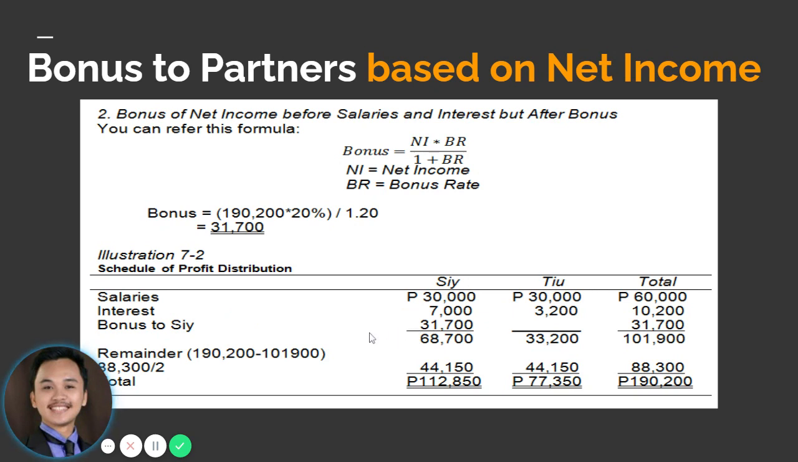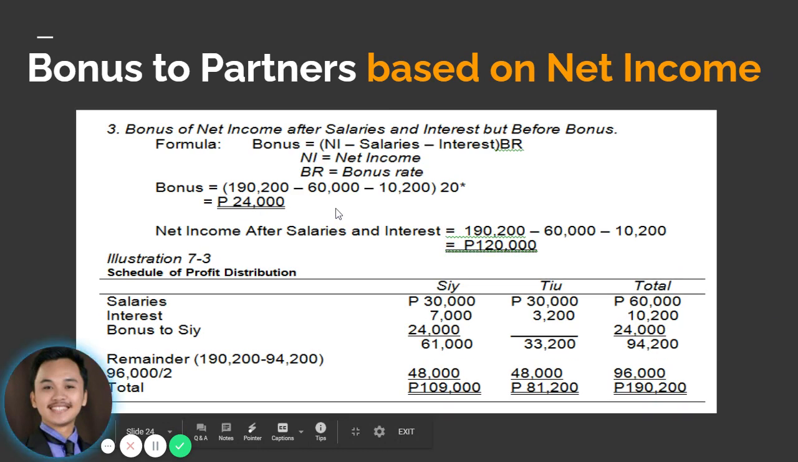So this time, your remaining net income will be 88,300. So from 190,200 minus 101,900. And this again, according to the agreement, will be divided equally. So 88,300 divided by 2, so 44,150 will be given to each of the partners. So from 190,200, 112,850 will go to C, and 77,350 will go to Chu.